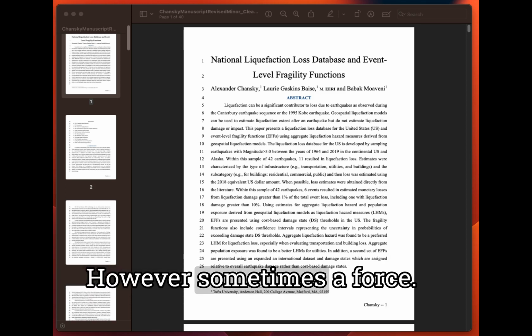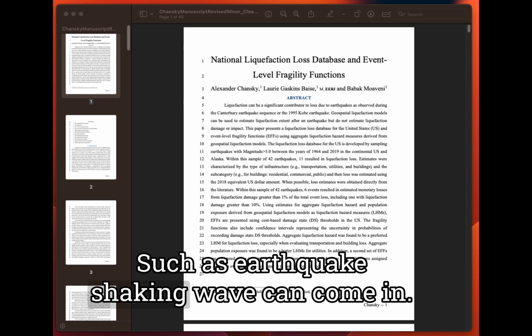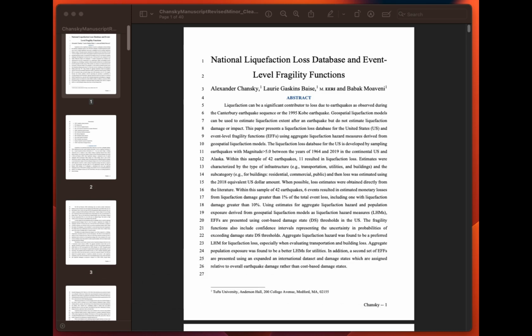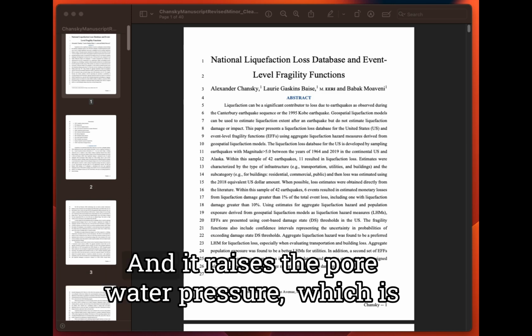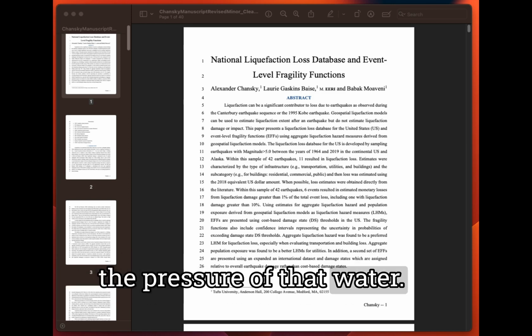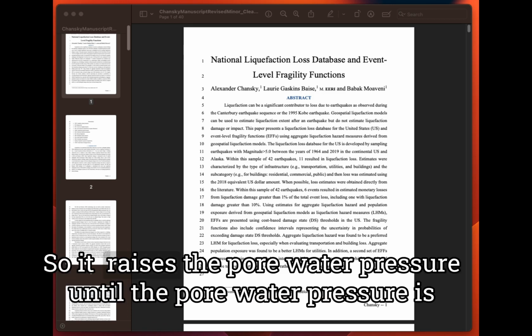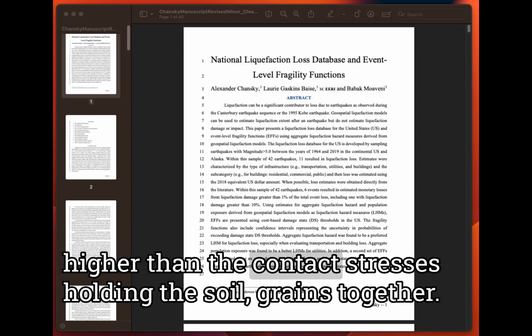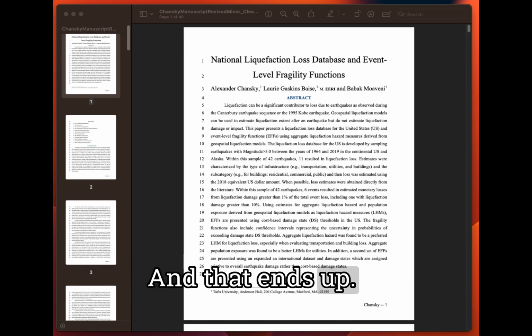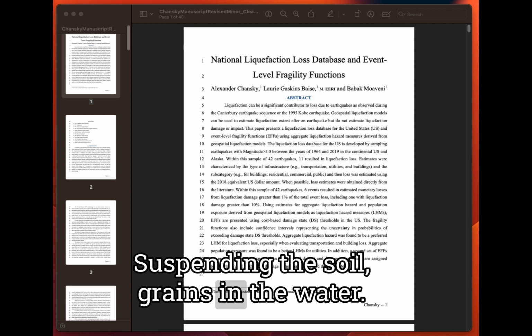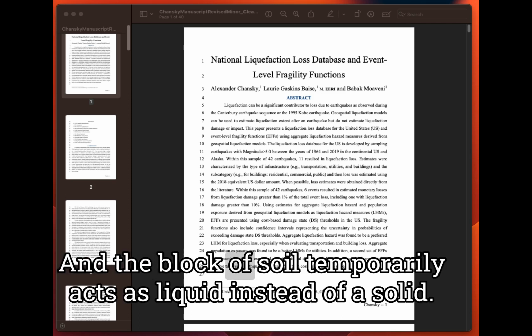However, sometimes a force, such as an earthquake shaking wave, can come in and slam into that block of soil, and it raises the pore water pressure, which is the pressure of that water between those large chunky grains of soil. So it raises the pore water pressure until it is higher than the contact stresses holding the soil grains together. That ends up suspending the soil grains in the water, and the block of soil temporarily acts as a liquid instead of a solid.